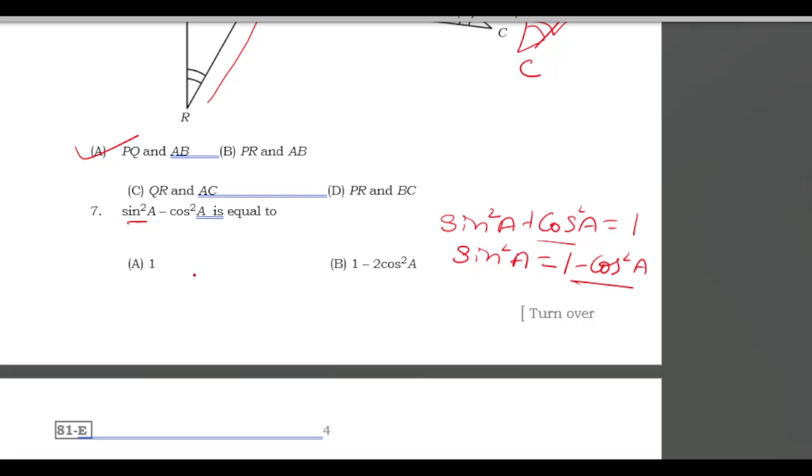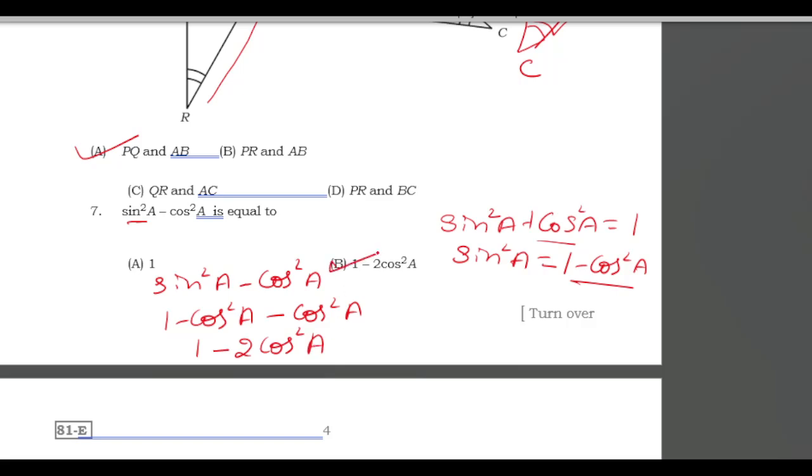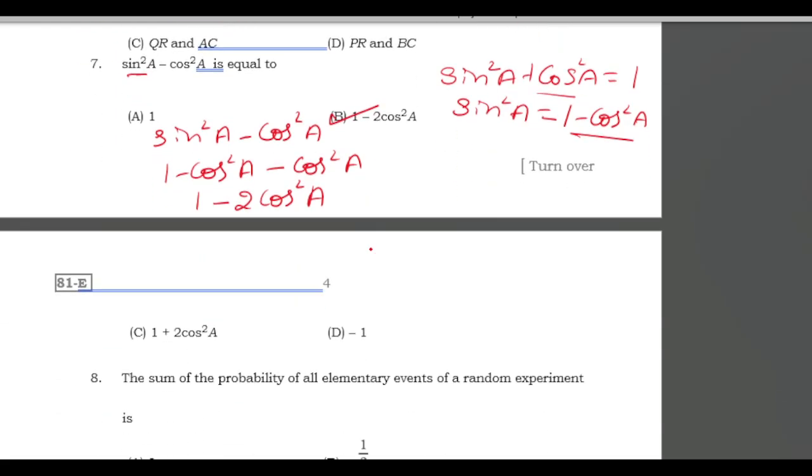So what will the equation become? Sin square a minus cos square a. Sin square a means 1 minus cos square a, minus cos square a. So minus cos a, that is 2 cos square a. So option B is the right answer: 1 minus 2 cos square a.